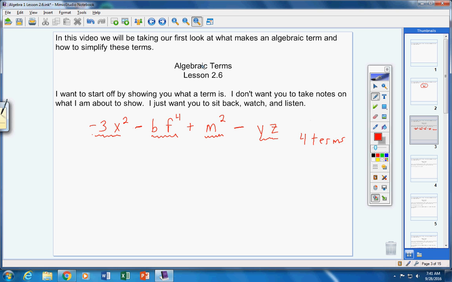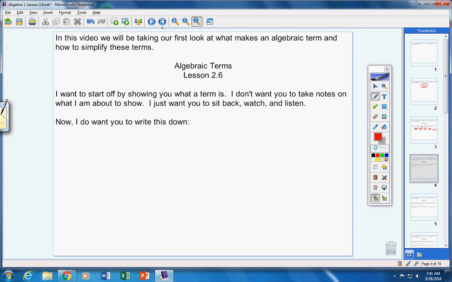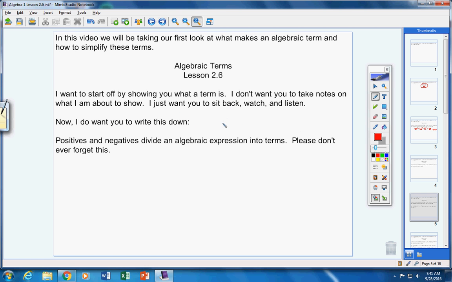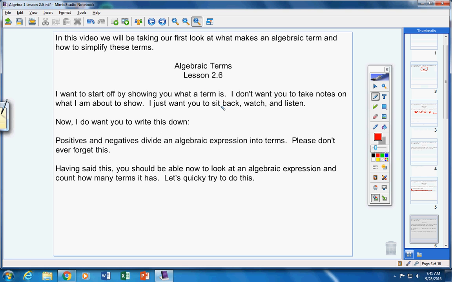Got it? Now, I do want you to write this down, okay? Positives and negatives divide an expression into terms. Don't ever forget this. Please write down this first sentence right here in your notes. Positives and negatives divide an algebraic expression into terms.